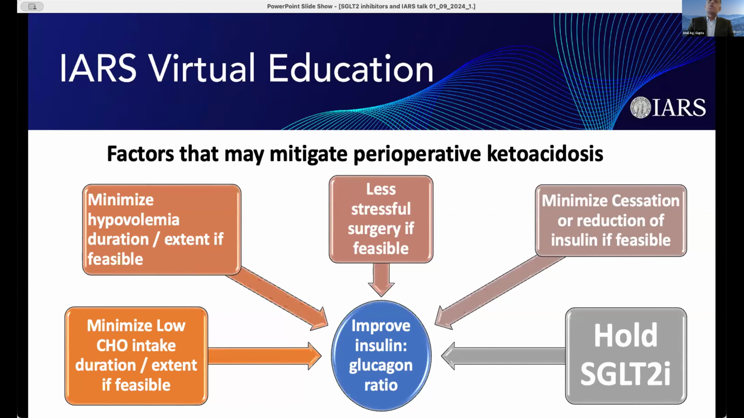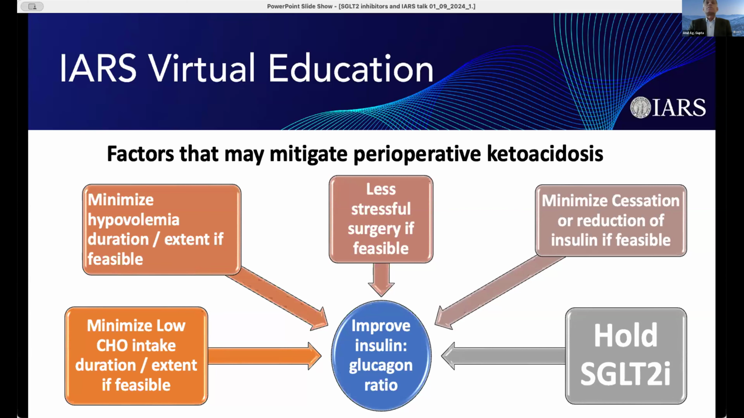Some of the factors may or may not be under our control. For example, we can change the surgery to a less stressful surgery, which may not be feasible, or minimize cessation or reduction of insulin preoperatively. This may not be feasible and may also be counterintuitive, because patients are not eating and we are actually telling patients not to take insulin. The same thing with minimizing carbohydrate intake or hypovolemia. But what we can affect is holding SGLT2 inhibitors prior to surgery.